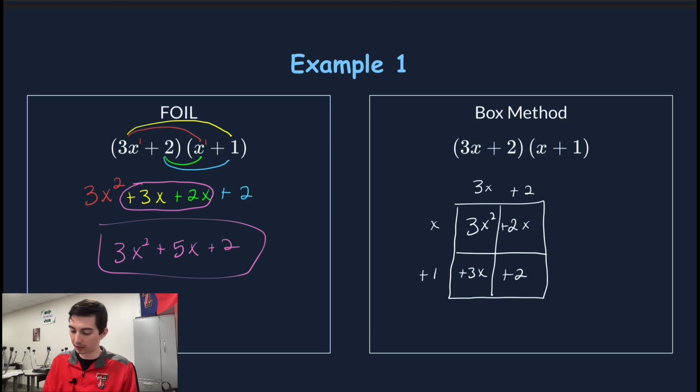And if we do this correctly, then our like terms will usually be diagonal from each other. So here I see I've again got that 2x and that 3x. So 2 plus 3 is going to give me 5x, which means my answer again is 3x squared plus 5x plus 2.